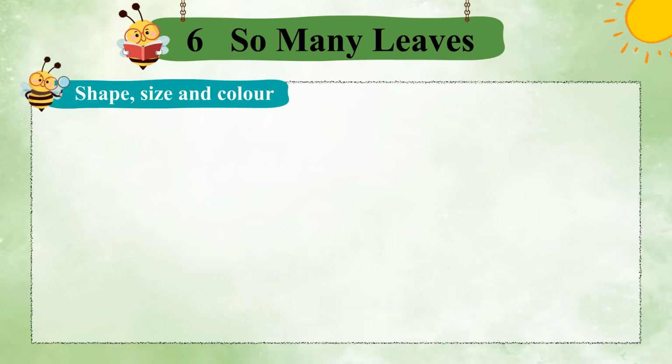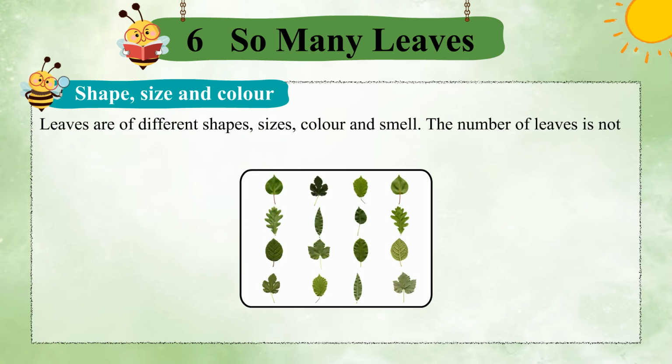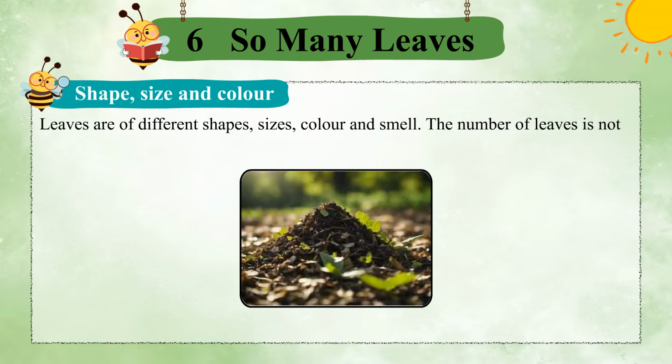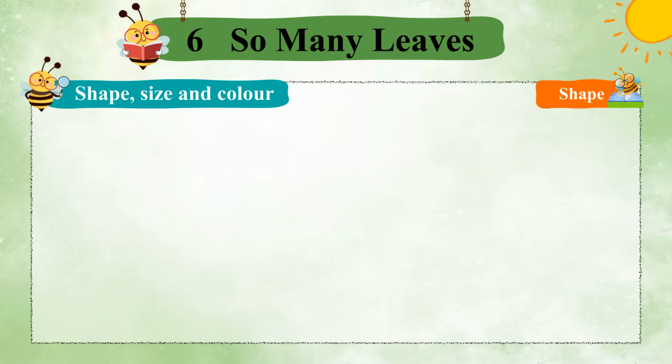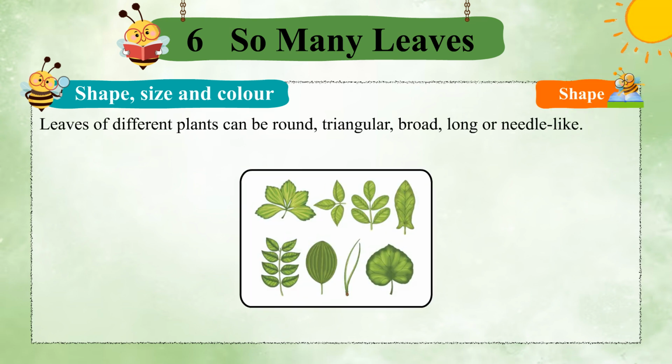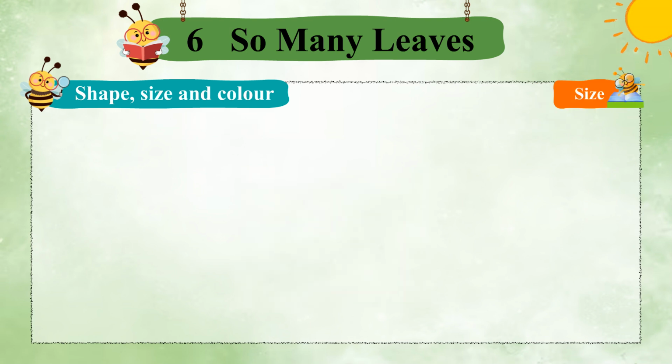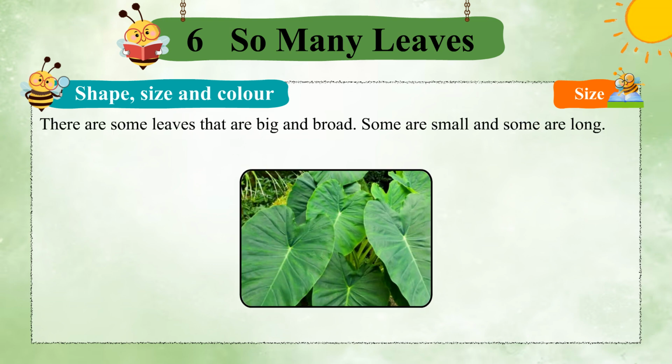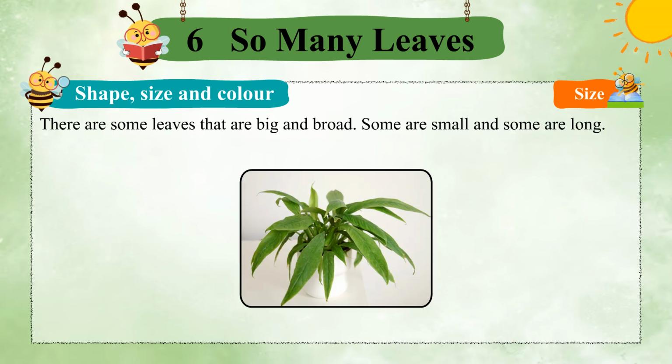Shape, size and color. Leaves are of different shapes, sizes, color and smell. The number of leaves is not the same in different plants. Shape: leaves of different plants can be round, triangular, broad, long or needle-like. Size: there are some leaves that are big and broad. Some are small and some are long.